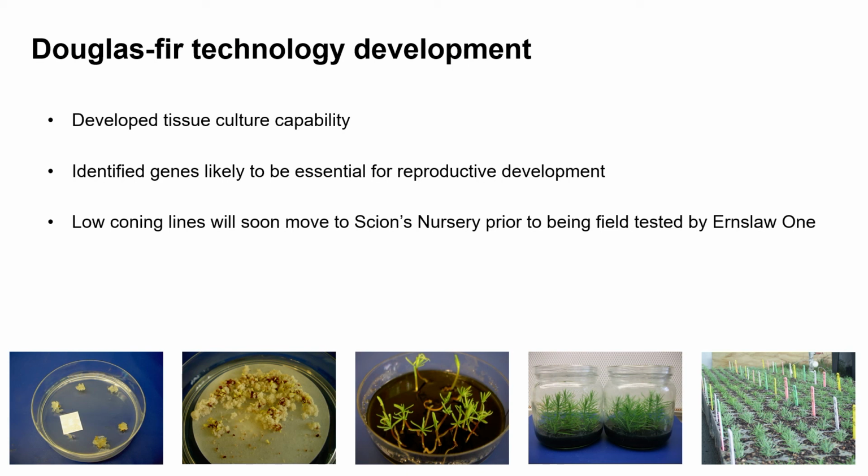Before I summarise what we've done with gene editing, I just want to say that the low coning strategy has been successful. We've managed to propagate these trees. They're about to go to Scion's nursery for some further growth before they're field tested by Onslow 1 in some different environments to make sure that in each environment they're still low coning. A challenge with this is it's a long experiment. We have to wait for them to reproduce.